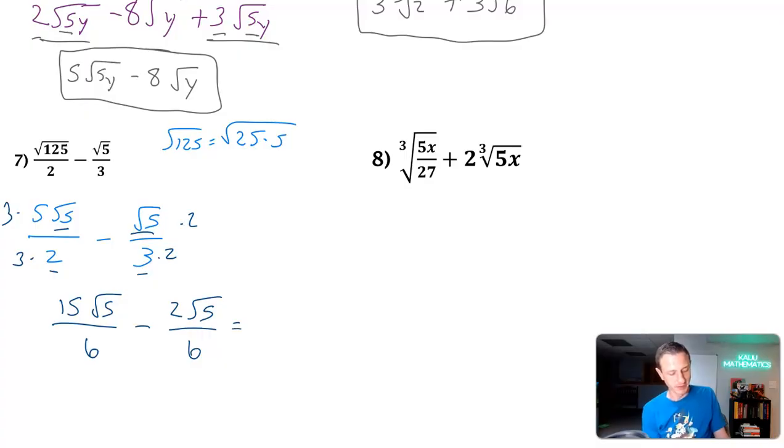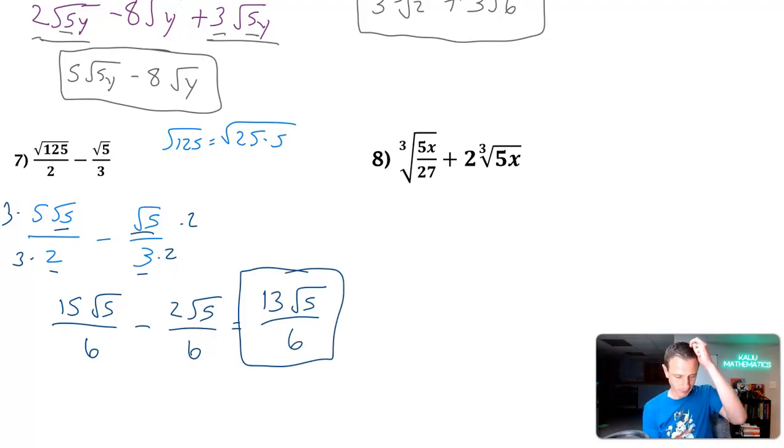15 minus 2 is 13. So now the denominators are the same. So now I'm able to just do 15 minus 2, which is 13, square root of 5 over 6. 13 and 6 do not simplify. So 13 square root 5 over 6.